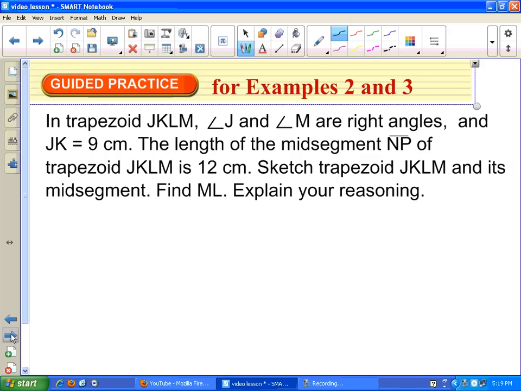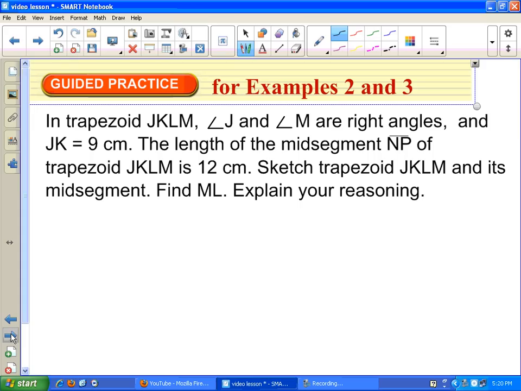Kind of a fun one here. Probably my favorite problem of the day. In trapezoid JKLM, angle J and angle M are right angles, and JK equals 9 centimeters. The length of the mid-segment NP of the trapezoid JKLM is 12 centimeters. So we need to sketch it, and then we need to find the base length.